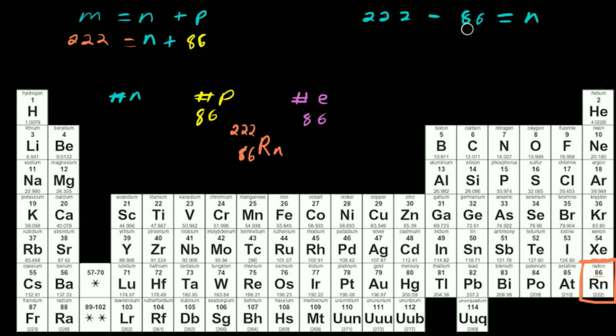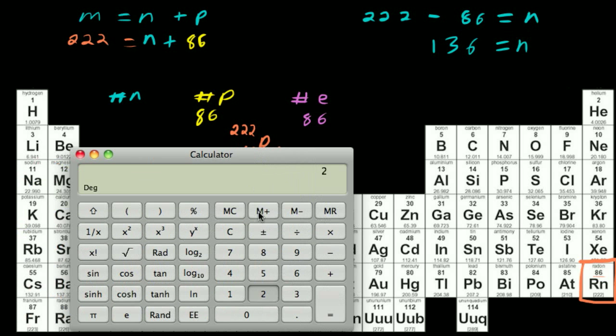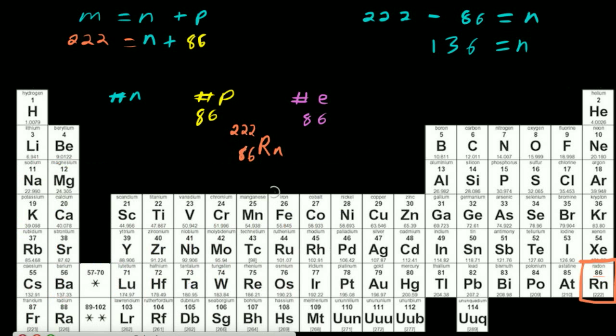And so I guess we can plug this into a calculator. I'm pretty sure that this is going to give us 136 neutrons. Let me just double check that, because I don't want to give you wrong arithmetic. So let me figure out 222 minus 86. Yep, 136. So we are going to have 136 neutrons in this isotope.